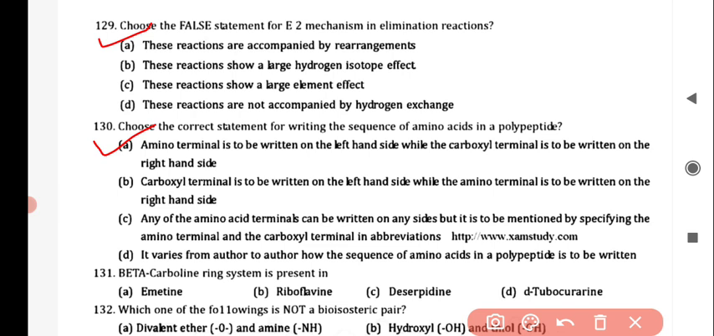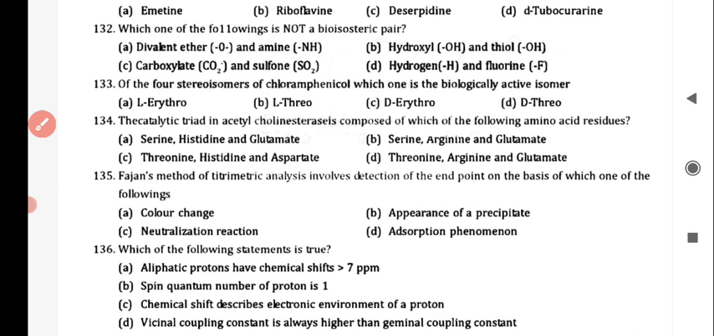Next question is, beta carboline ring system is present in, and the correct answer is option C, deserpidine. Next question is, which one of the following is not a bioisosteric pair, and the correct answer is option C, that is carboxylate CO2 negative and sulfone SO2. Next question is, of the four stereoisomers of chloramphenicol, which one is biologically active isomer? And the correct answer is option D, that is D-threo.